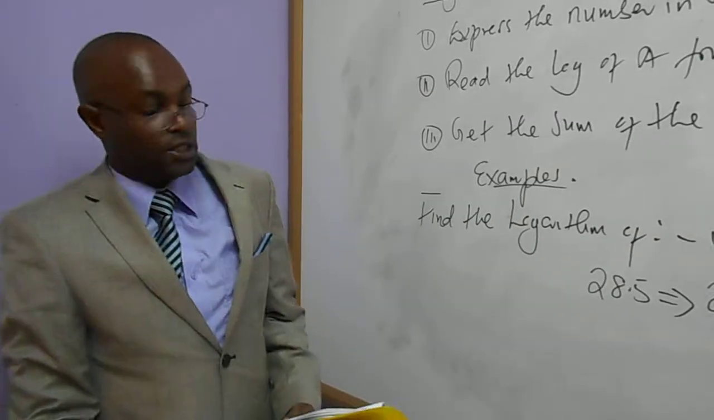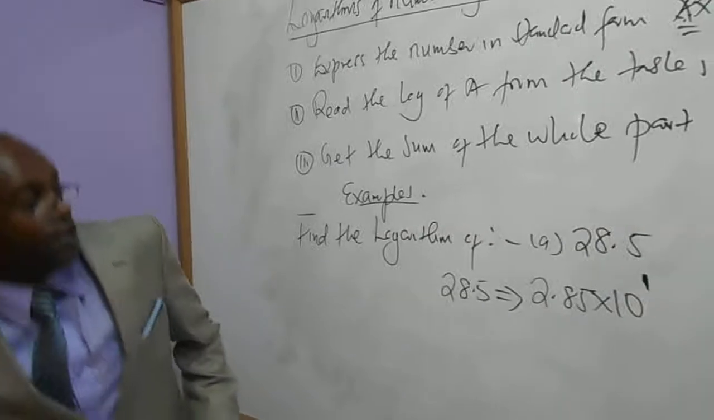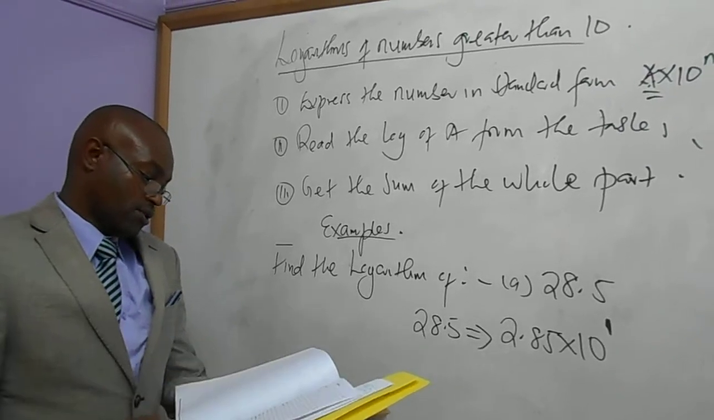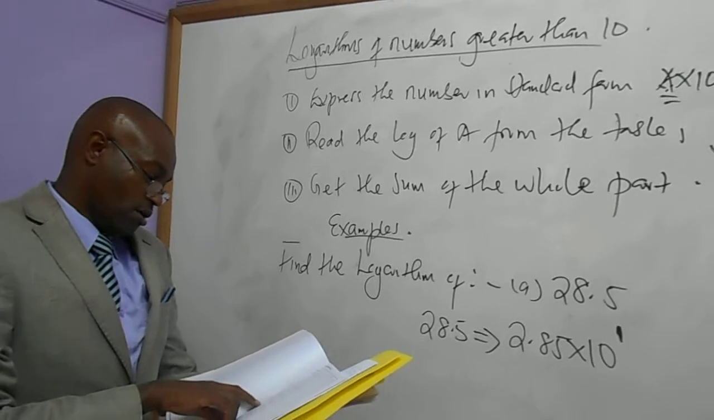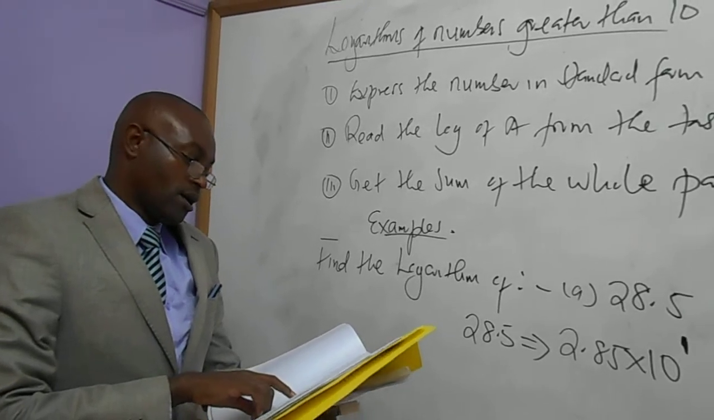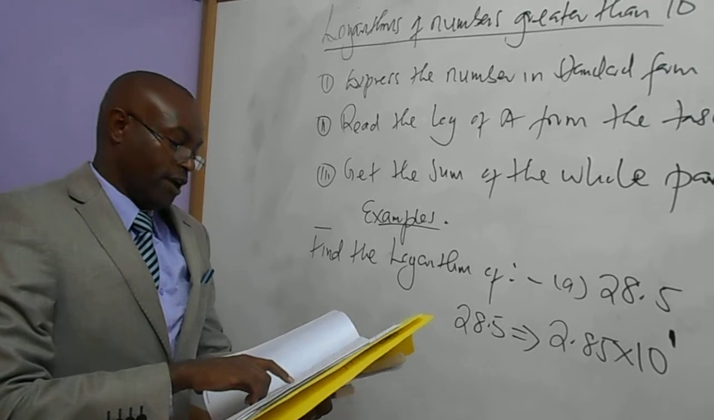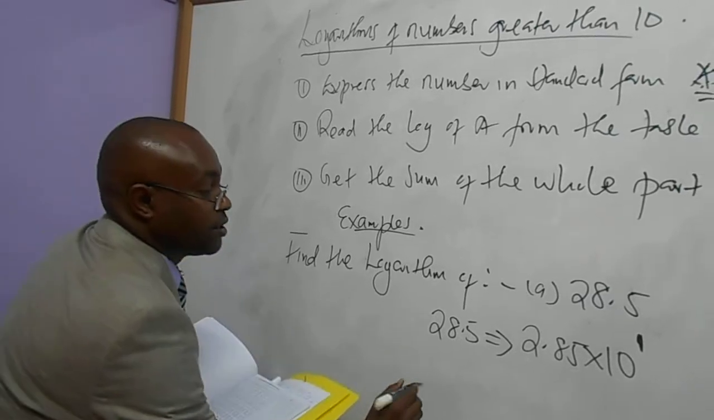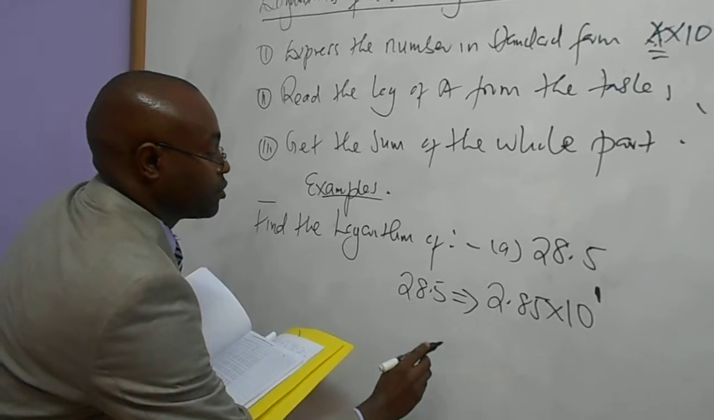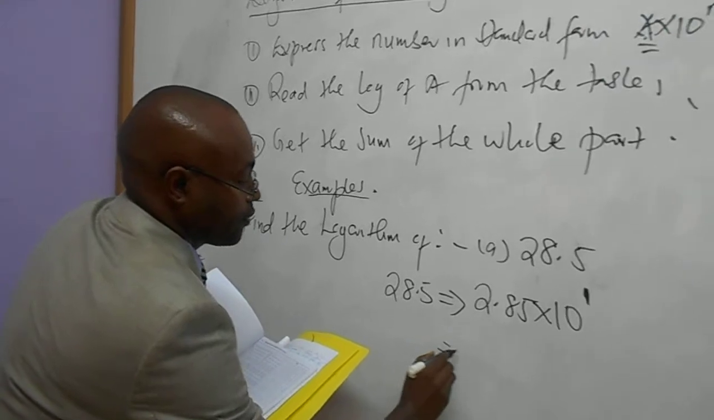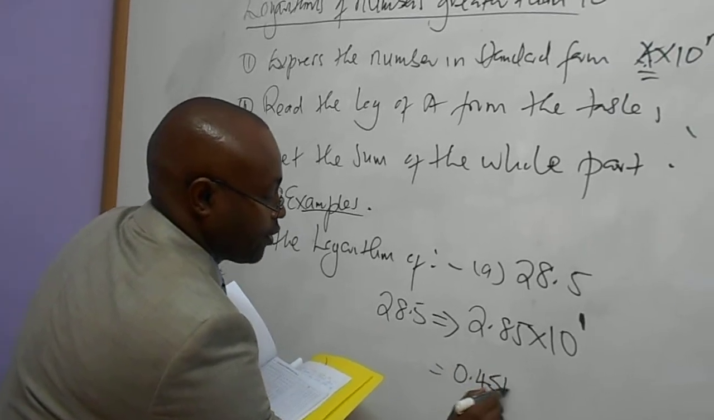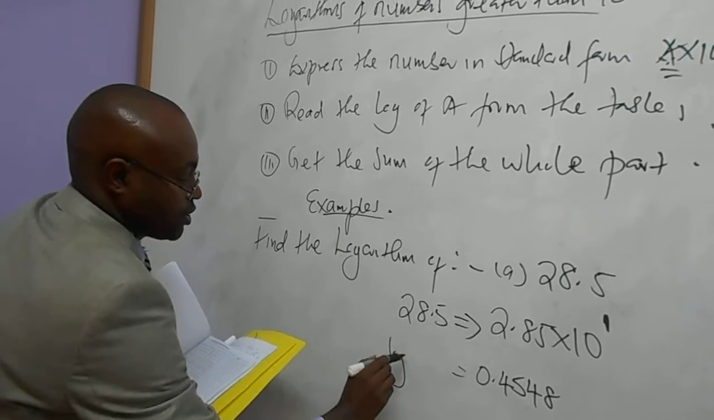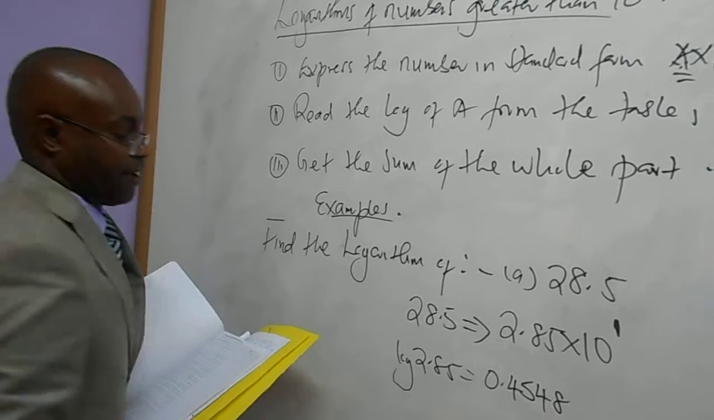We read from the mathematical tables the log of 2.85. So, getting your mathematical tables, and you read from 2.85, we are going to get 0.4548. That is the log of A, which is log 2.85.